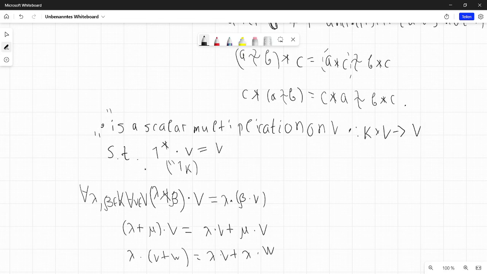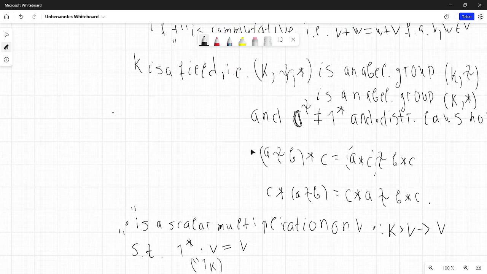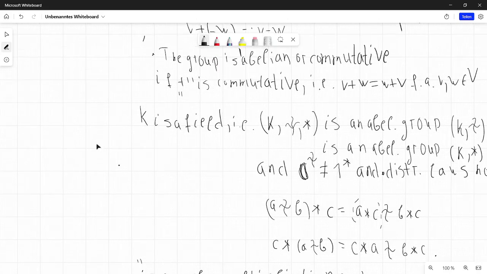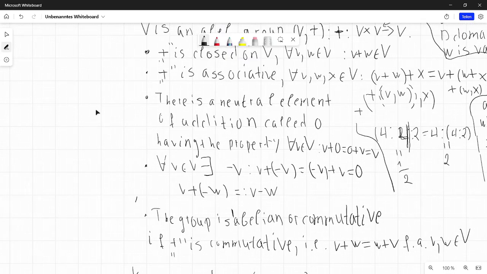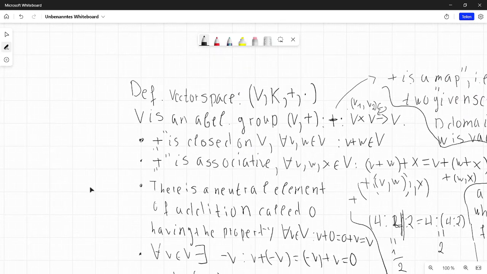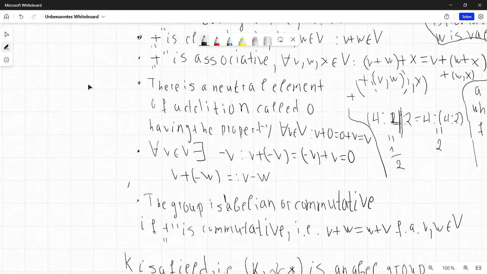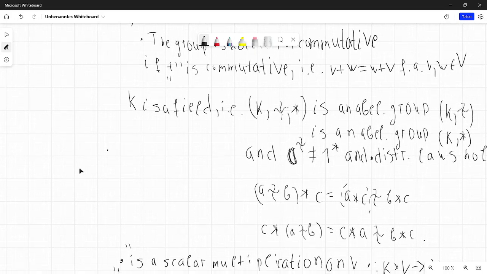Okay, so this is the definition of a vector space. We recall, it's just an abelian group with a field such that there is a scalar multiplication with certain properties defined for this abelian group and this field. This is the absolute definition of a vector space.